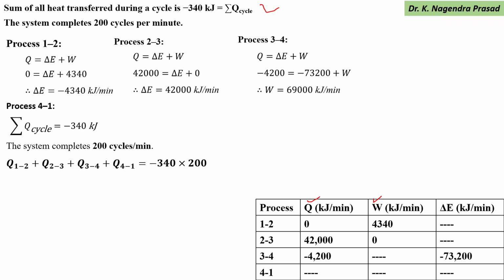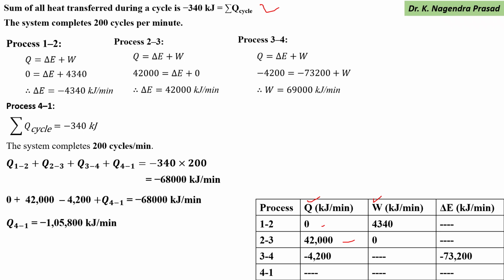Then minus 340 into 200. In this one we know Q12 is 0, Q23 is 42,000 and Q34 is minus 4,200. So then substituting all these values, we will get Q41 as minus 105,800 kilojoule per minute.